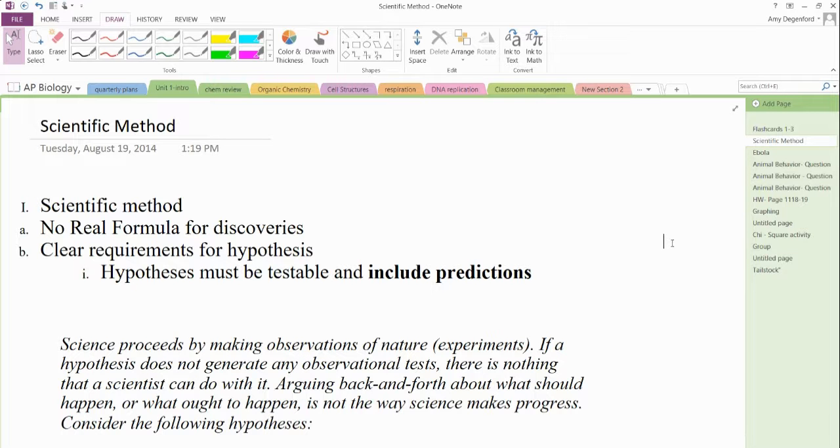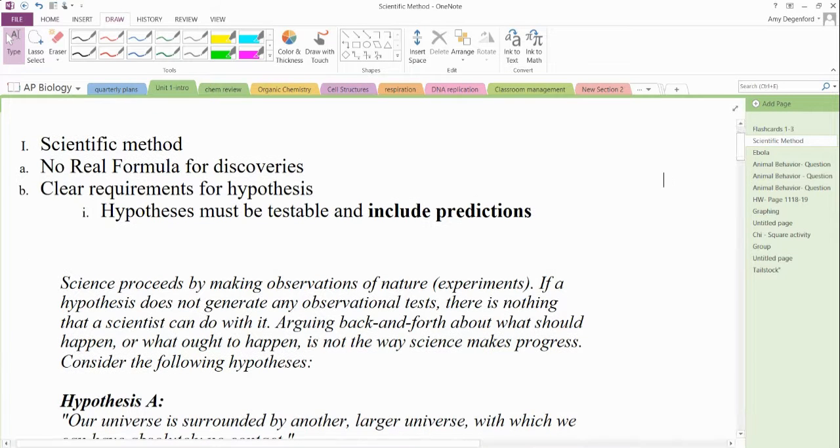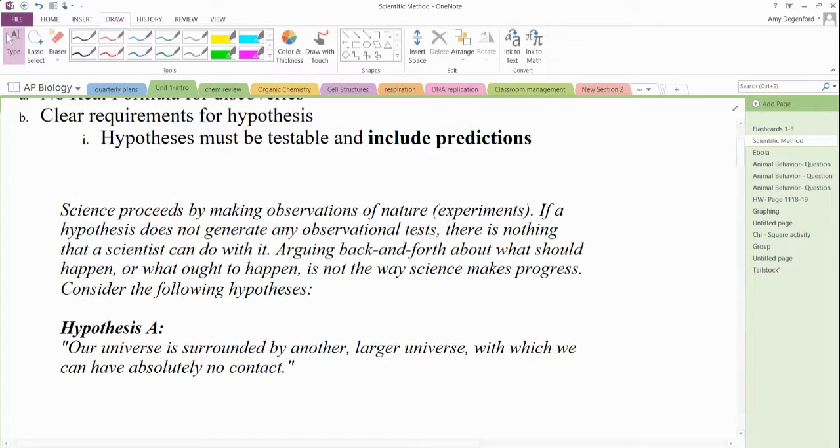Now, to do a good research experiment, you want to have a hypothesis that is testable and includes predictions. That's the first characteristic. So I have a quote. This is from a really nice website. Science proceeds by making observations of nature, experiments. If a hypothesis does not generate any observational tests, there is nothing that scientists can do with it. Arguing back and forth about what should happen or what ought to happen is not the way science makes progress.